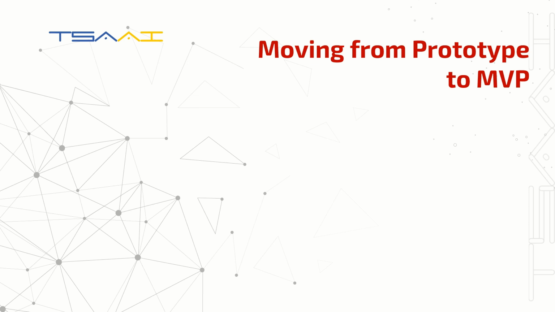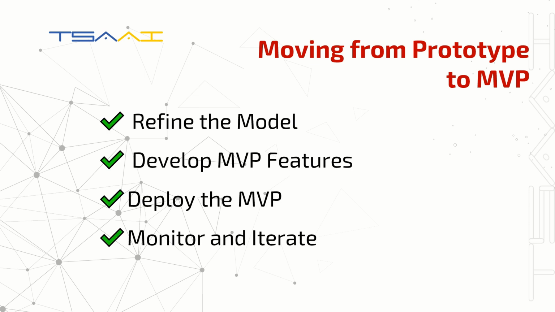Once you have selected the best approach and tuned your model, the next step is to move from the prototype to a minimum viable product, MVP. The transition is as follows. First, refine the model, then develop MVP features, deploy the MVP, and monitor and iterate.